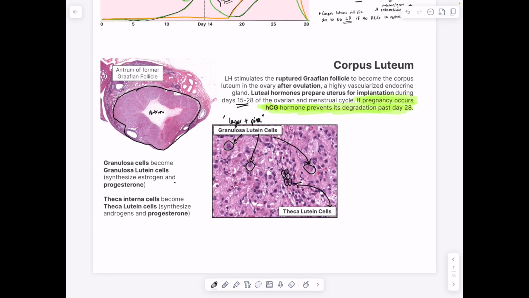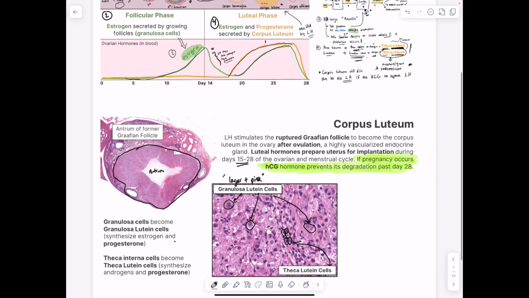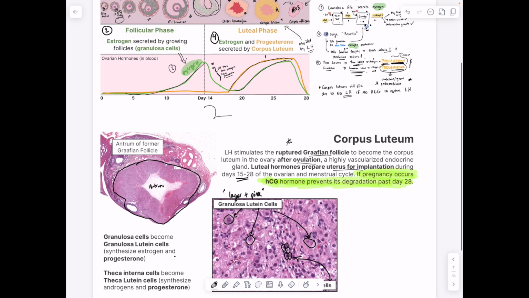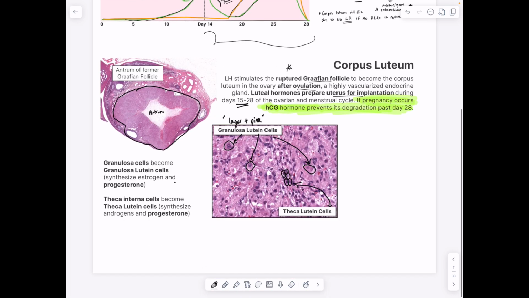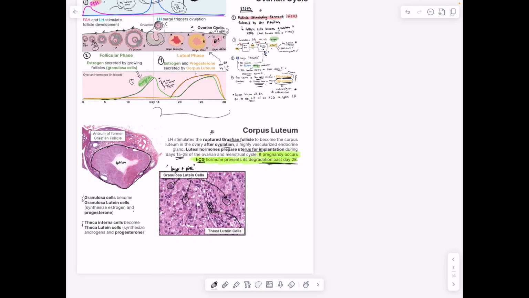All right, so corpus luteum is the fate of our follicle, right? It's the granulosa cells and the theca interna cells that are left behind. So luteinizing hormone stimulates the ruptured Graafian follicle to become corpus luteum after ovulation. Luteal hormones prepare the uterus for implantation during day 15 to day 28. All right, HCG is going to prevent its degradation past day 28. And we said granulosa cells become the granulosa lutein cells, and theca interna become theca lutein cells. All right, both are producing progesterone.